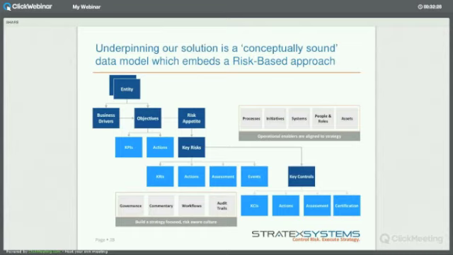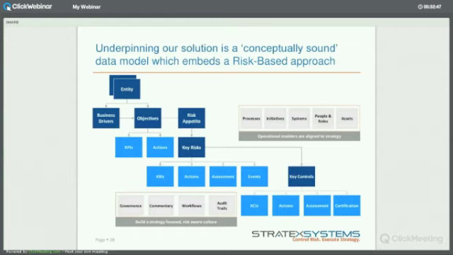That blue structure is what we would describe as our strategic structure, and it really gives you the ability to focus your organization around its key objectives and gives you the hierarchy underneath it to support that and embed risk totally in the process.